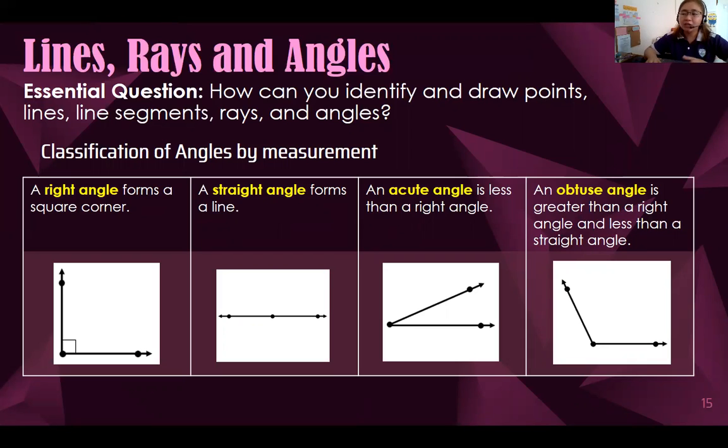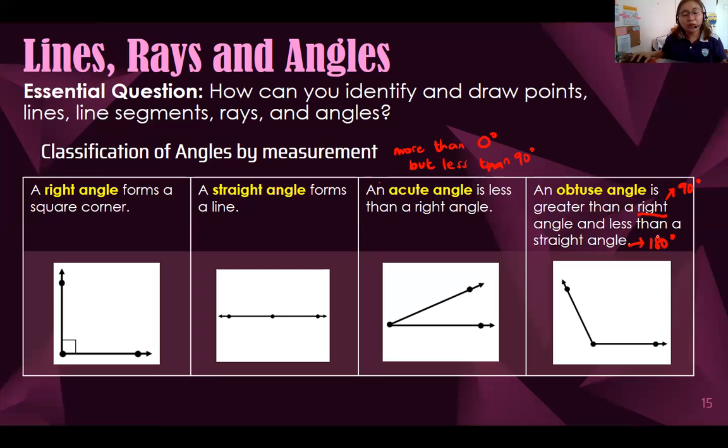Then, an acute angle is any angle more than 0 degrees but less than 90 degrees. So that's what we mean by acute angle. An obtuse angle, on the other hand, is greater than a right angle, or the 90-degree angle, but less than the straight angle, or the one that measures exactly 180 degrees.